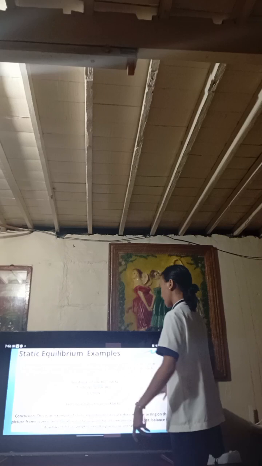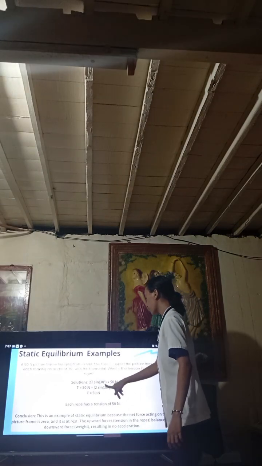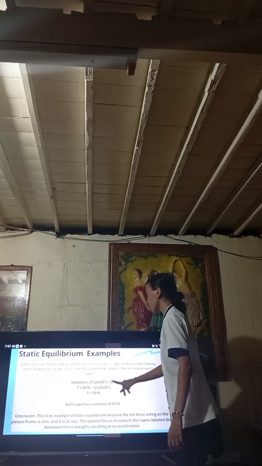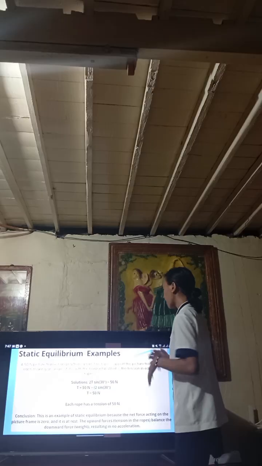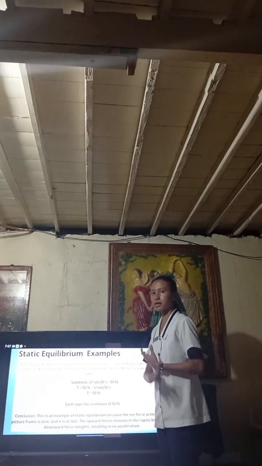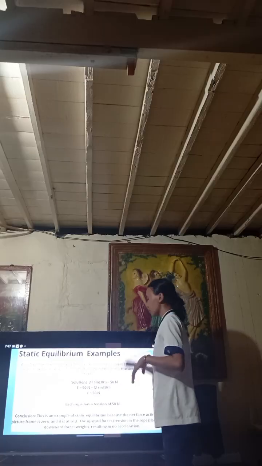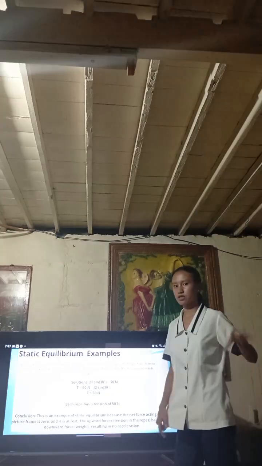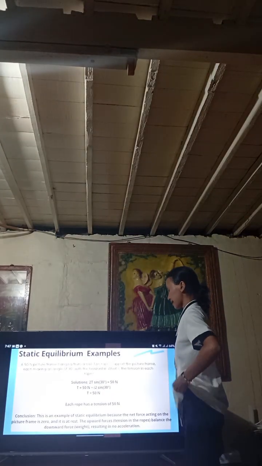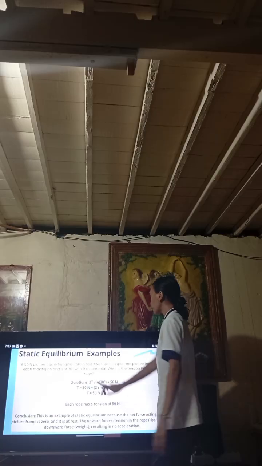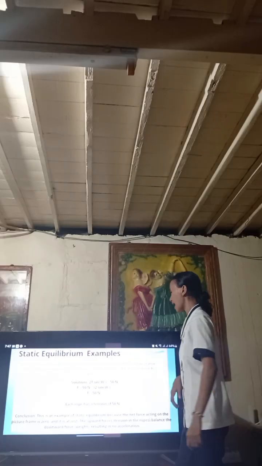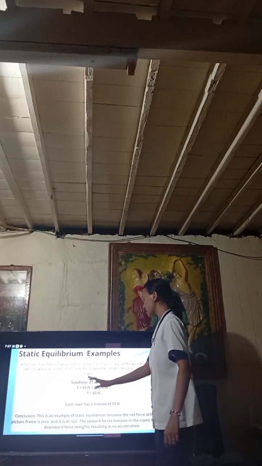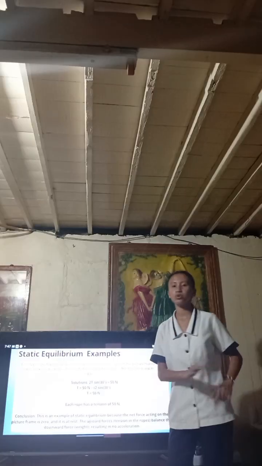This is the solution. With sine 30 degrees, the equivalent will be 0.5. So the unknown is the tension, so we'll transfer the tension here so it cannot be cancelled. So 15 Newtons divided by 2 sine 30 degrees, and it's equivalent to tension equals 15 Newtons.